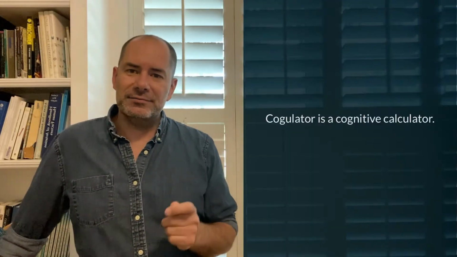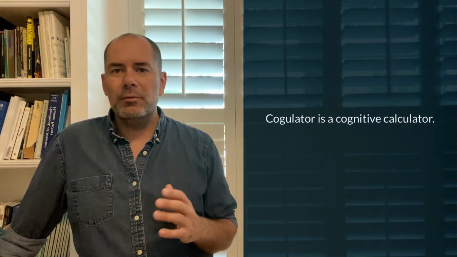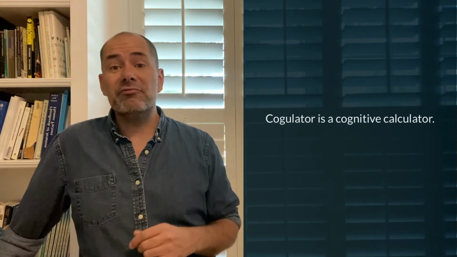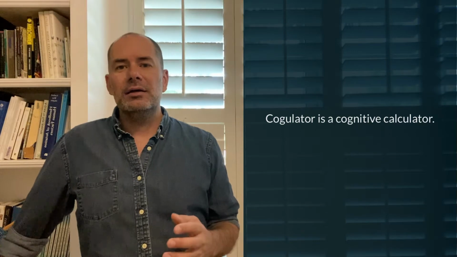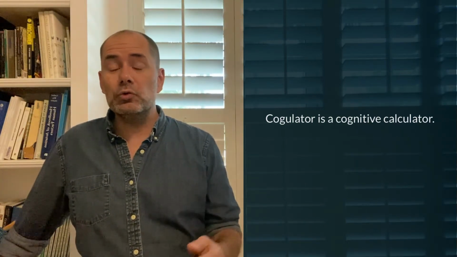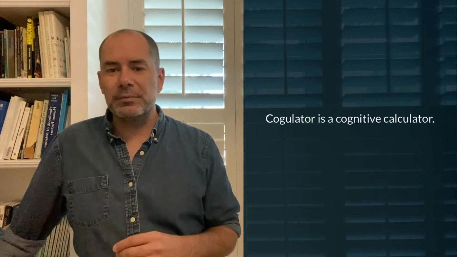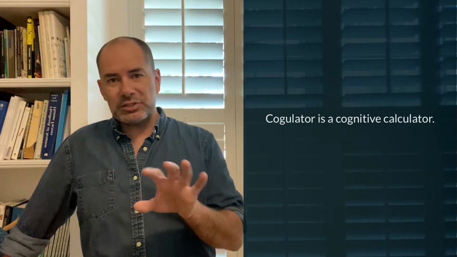All right, so let's talk a little bit about what Cogulator is. Cogulator is a cognitive calculator. More generally, it's a human performance model. Human performance models are used to estimate human performance when they're interacting with some tool or put into some new procedure. So that's probably still pretty fuzzy.